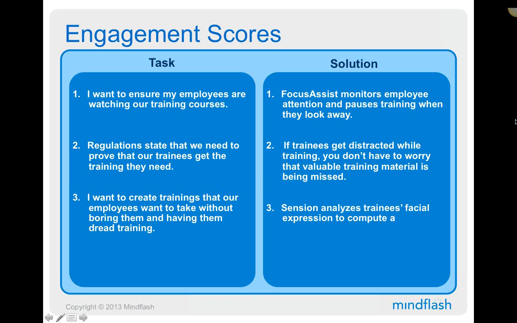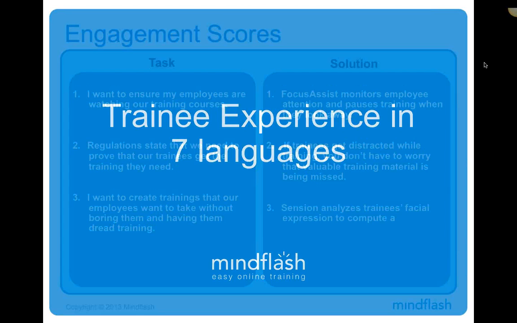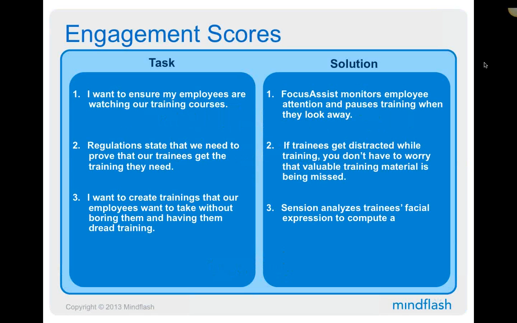And then the other option for Focus Assist is a feature called Session. Basically what that is, is creating trainings that your employees want to take without making it boring for them or having them dread taking training. You can use Session to track their feedback. So it analyzes their facial expressions and computes a real-time engagement score for each portion of the course. This is great because you're able to see that live feedback on the reports and be able to track, okay, is Laura engaged in slide number 10? You're also able to track how long I've spent on slide number 10.